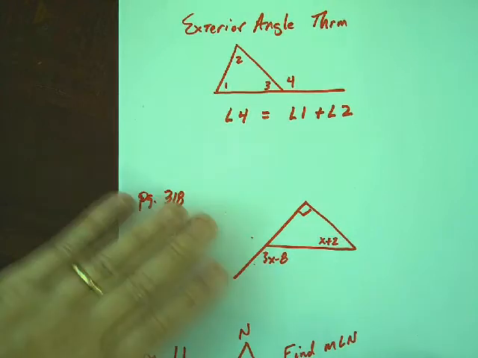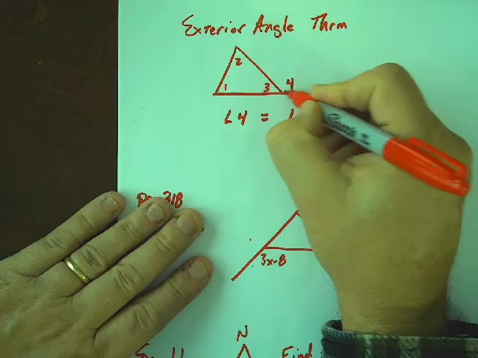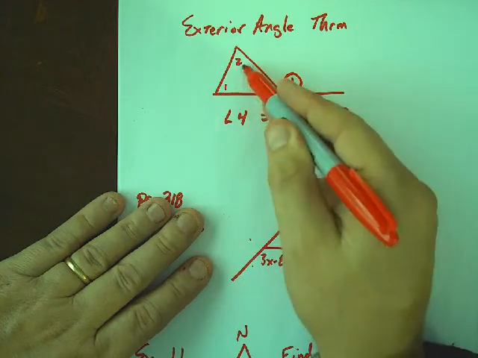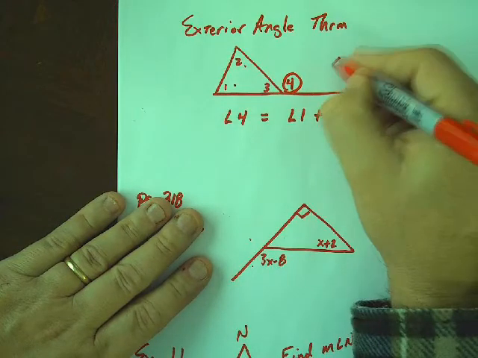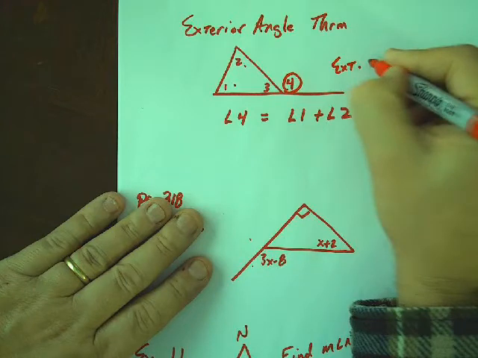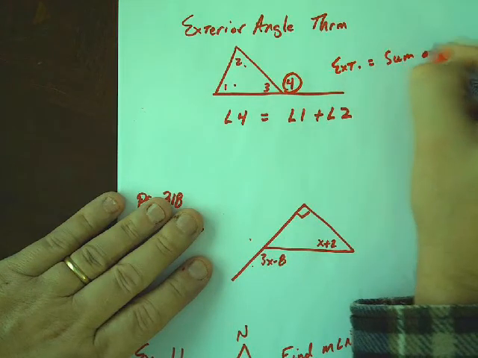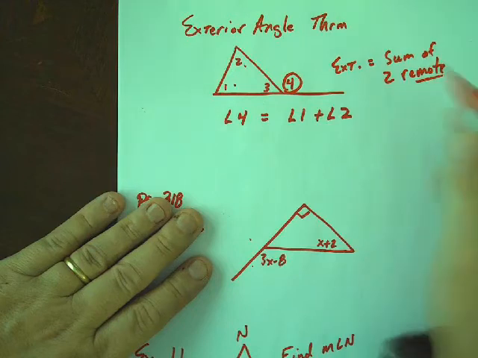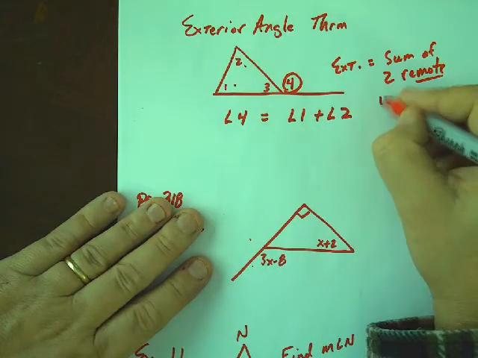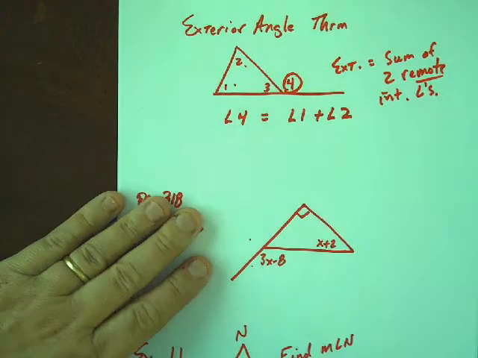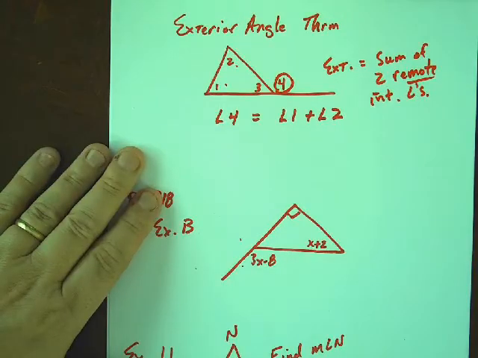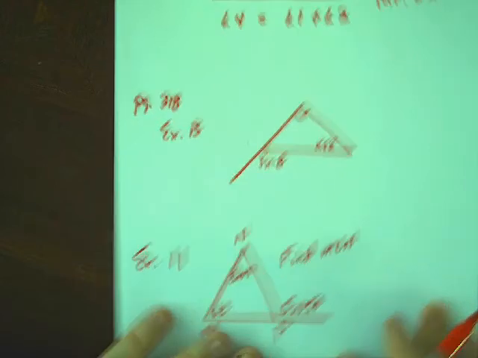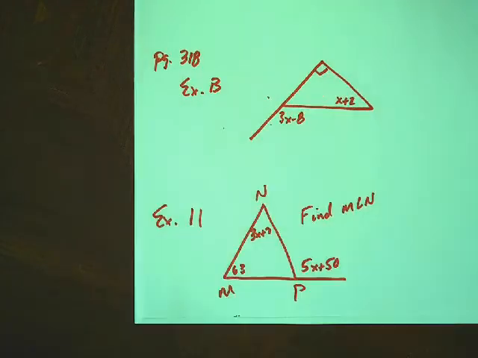It means that this angle, angle 4, is equal to the sum of the 2 remote interior angles. The exterior angle equals the sum of the 2 remote, that means away, remote interior angles. Okay? And so angle 4 is equal to angle 1 plus angle 2. All right, what's that look like? Let's take a look at page 318, example B.